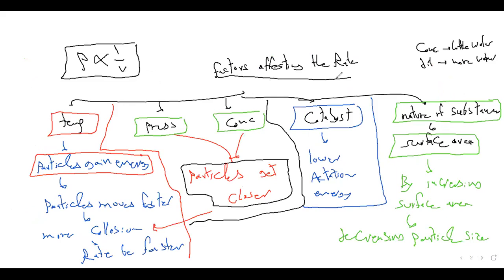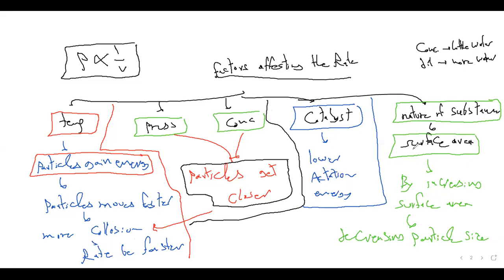After that, factors affecting rate: temperature, pressure, concentration, catalyst, and nature of reactants or surface area. Temperature: particles gain energy, particles move faster, more collisions, and a faster rate of reaction. While in the case of pressure and concentration, particles get closer and then more collisions and a faster rate of reaction. In a catalyst, lowering activation energy. What is meant by activation energy is the minimum amount of energy to start the reaction. So by adding a catalyst, you are lowering the amount of energy required to start the reaction.